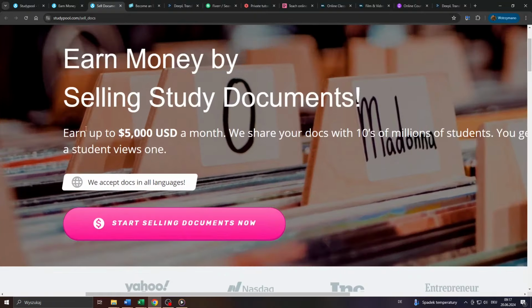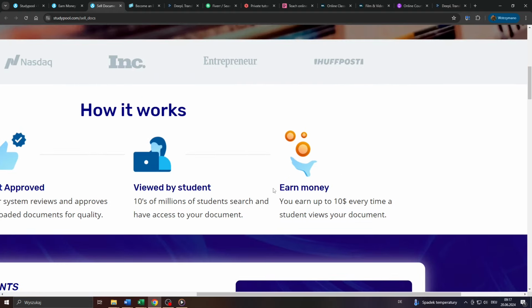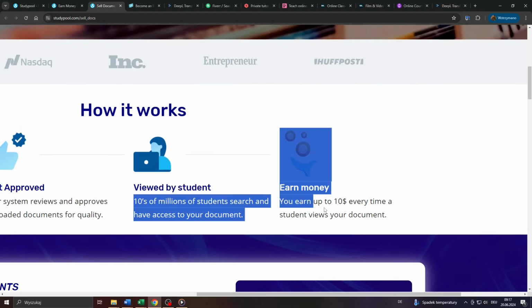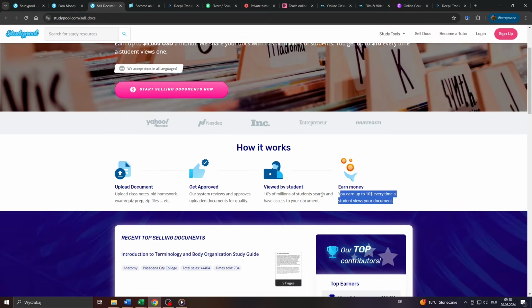And according to StudyPool, you can earn even up to 5,000 USD a month with that passively, because every time someone views your uploaded and published homework or your study document, you can earn even up to $10 for that. You earn up to $10 every time a student views your document. To quote their homepage on this, there you have it.